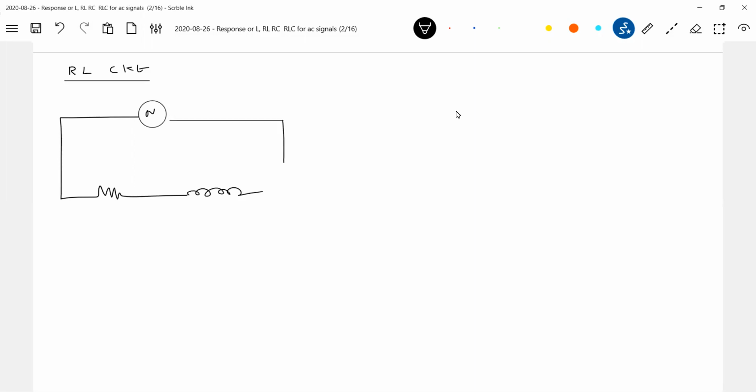Next we'll take the RL circuit. I'll start with an RL circuit here: a resistor and inductor connected. There's an inductor, there's a resistor, and there's an applied voltage. I'll write Vm.